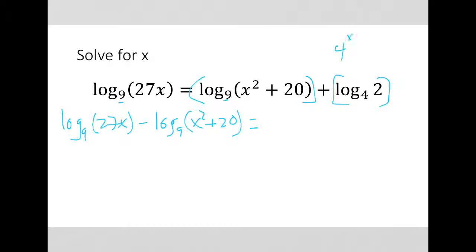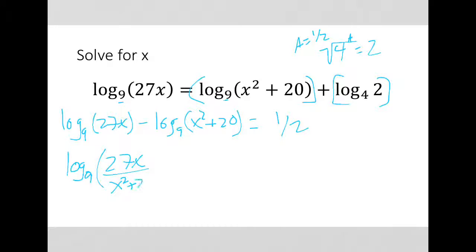And that's saying 4 to what power equals 2? Let's say 4 to the a equals 2. Well, what's the relationship there? We need the square root of 4 equals 2, so a would have to equal 1/2. So I know this whole bit right there just equals 1/2. So now I am going to compress the left side to a single log, and I can take log base 9 of 27x divided by x squared plus 20. And that is, again, still equal to 1/2.